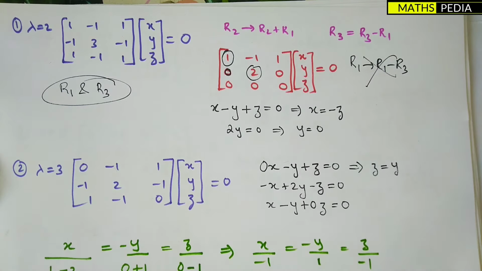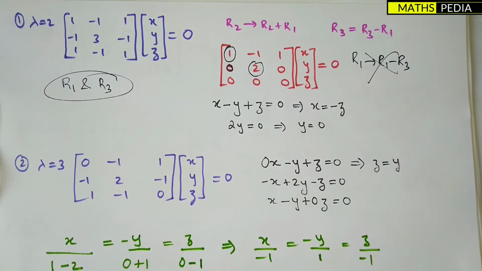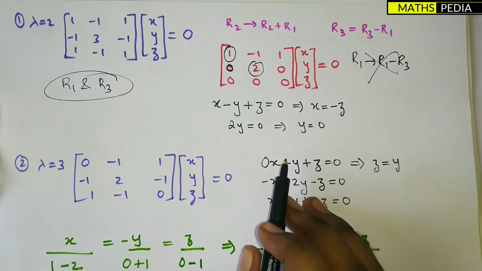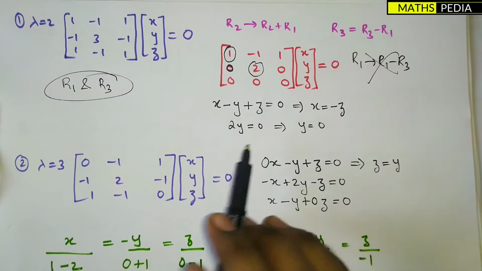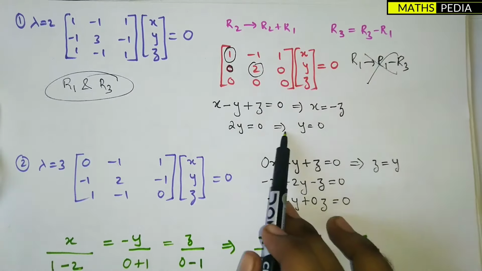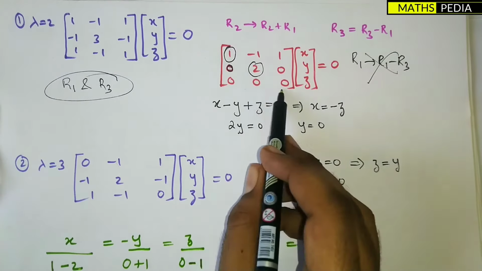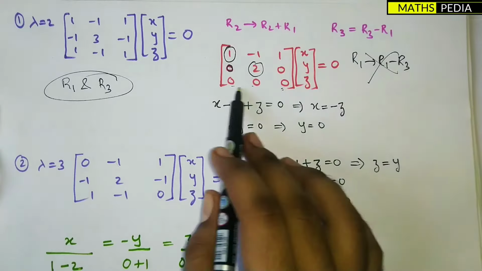Even I had this doubt in my mind, so I just thought of this. So basically, I have cleared this doubt also. Let us proceed. Here are the equations. I have just converted it into the equations. So here we have two equations. This one is zero, so we don't have this equation.